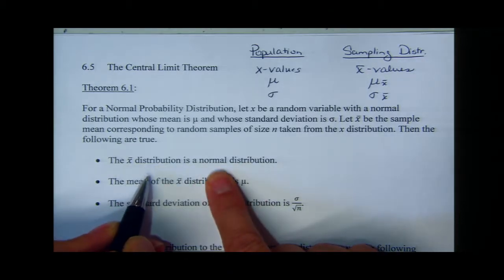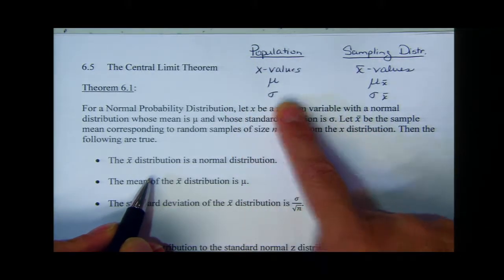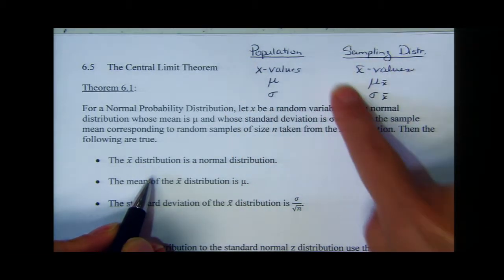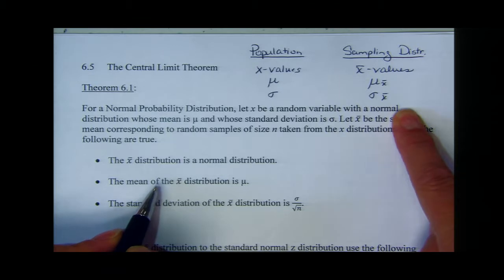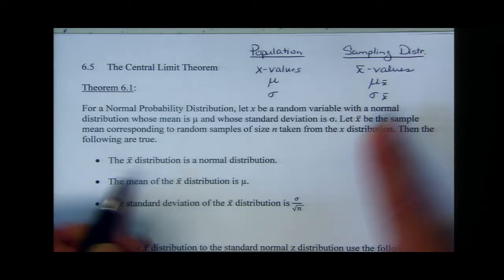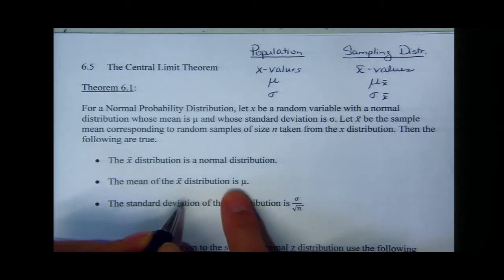Here's what that is saying. If you know this is a normal distribution, then automatically this is a normal distribution as well. And just as a reminder, that is important because being a normal distribution allows you to use the Z table. The mean of the X bar distribution is mu.